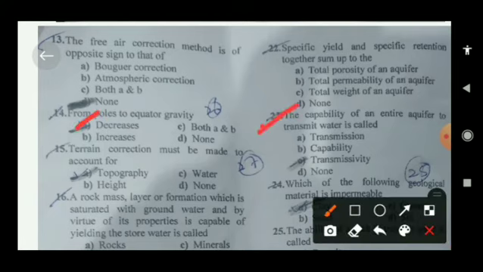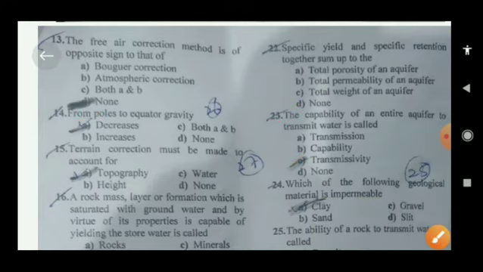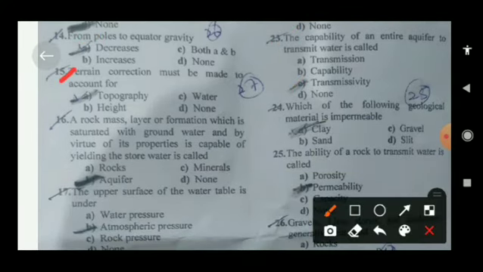Next question: The capability of an entire aquifer to transmit water is called... The right option is transmissivity. Next question: Terrain correction must be made to account for... The right option is topography. Next question: A rock mass layer or formation which is saturated with groundwater and by virtue of its properties is capable of yielding the stored water is called... The right option is aquifer.